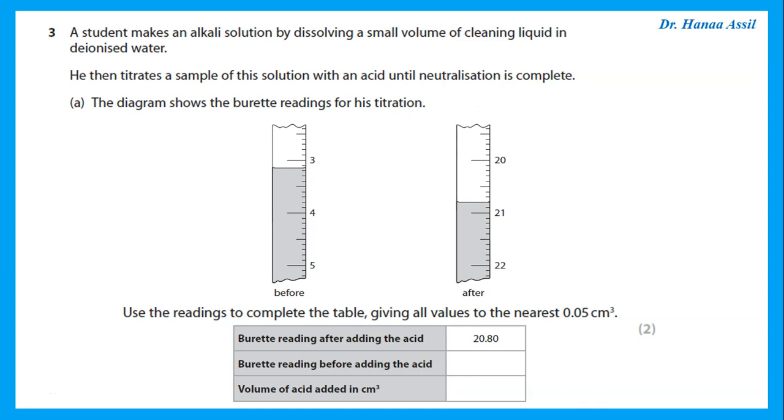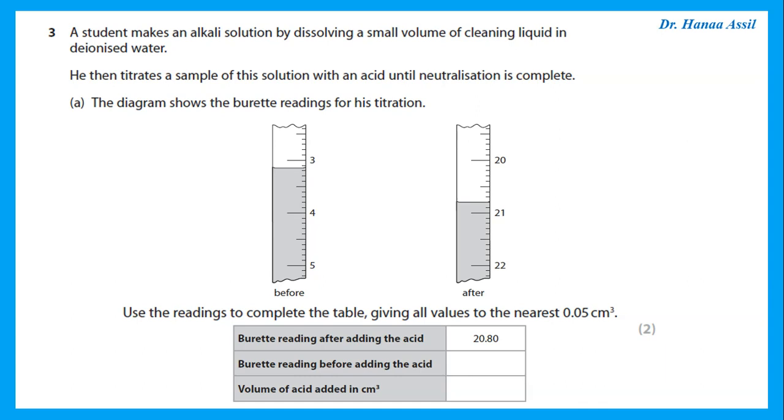A student makes an alkali solution by dissolving a small volume of cleaning liquid in deionized water. Of course, deionized water is distilled water or pure water. He then titrates a sample of this solution with an acid until neutralization is complete. So what did he do? He makes an alkali solution by dissolving a small volume of cleaning liquid in water. So he has a solution of cleaning liquid, and he says this is an alkali, so this is a basic solution. And then he titrates it with an acid.